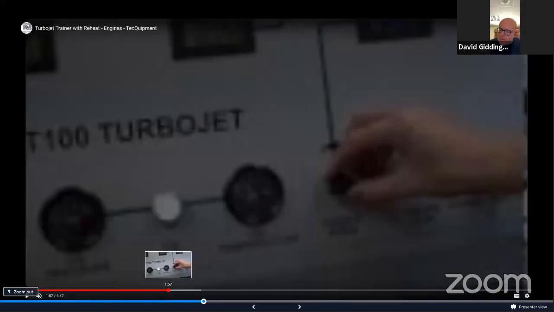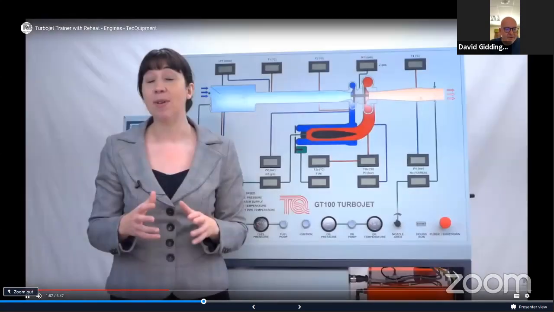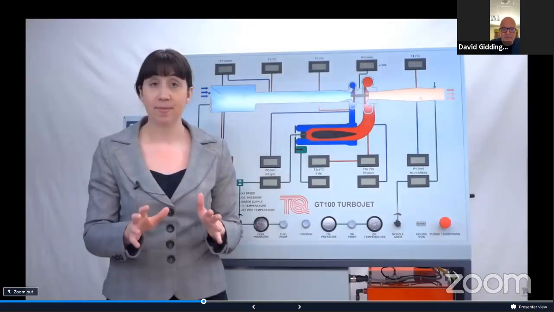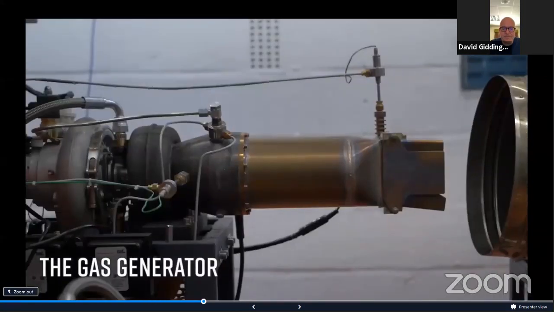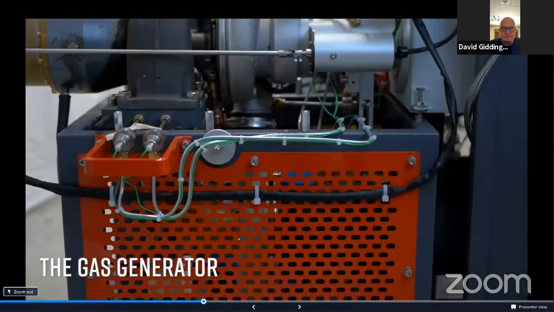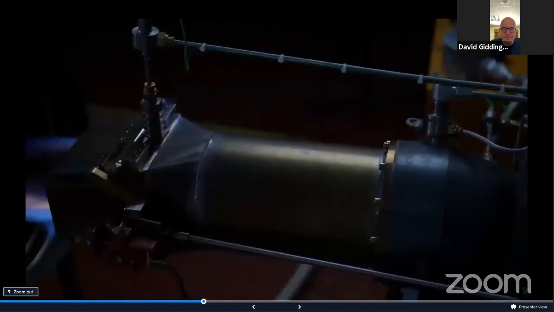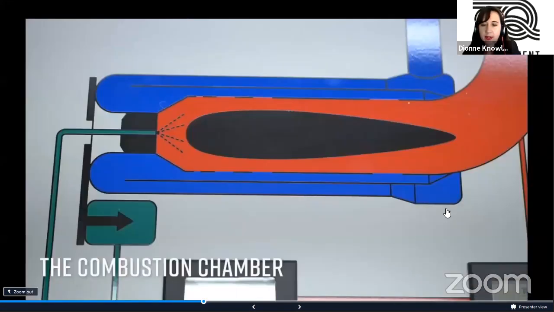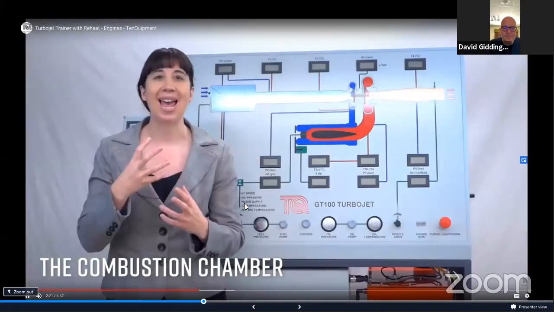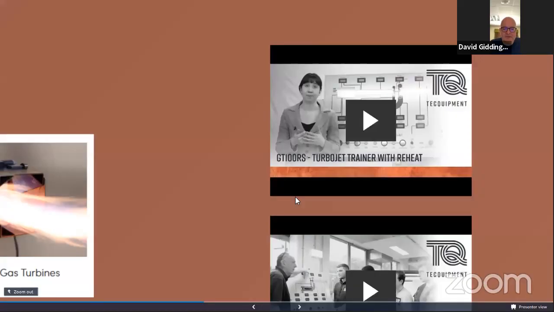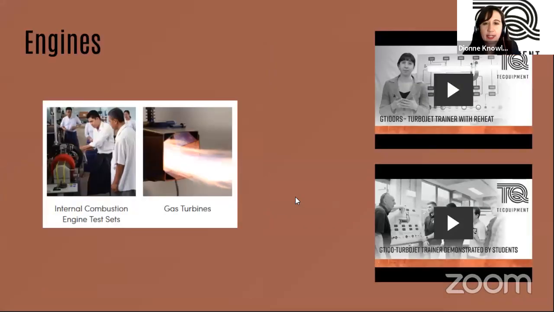Yeah, but I'll talk about in a little bit more detail the capabilities. Okay. That's a good picture. Yeah. That's just a cross section of the GT100 there. Okay. Good. Okay, so let's get back to gas turbines. Yes. All right.